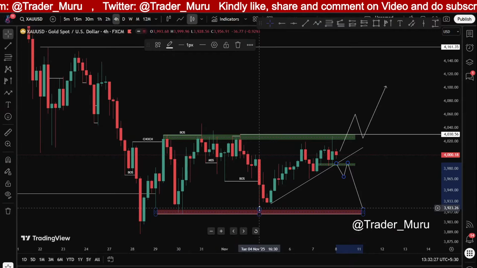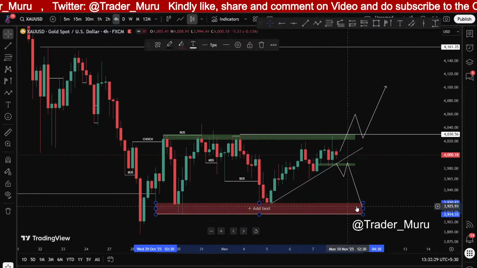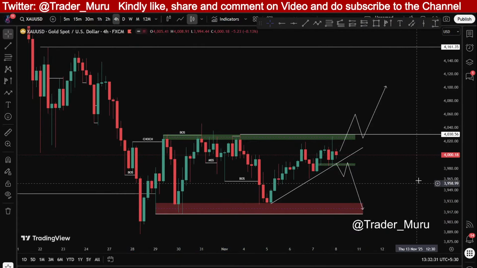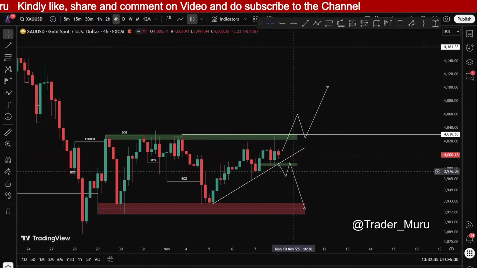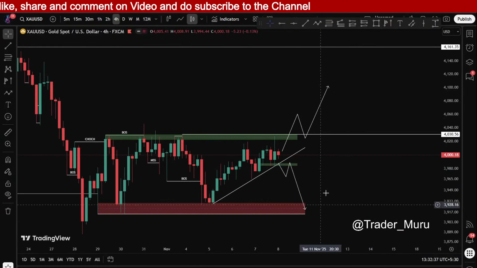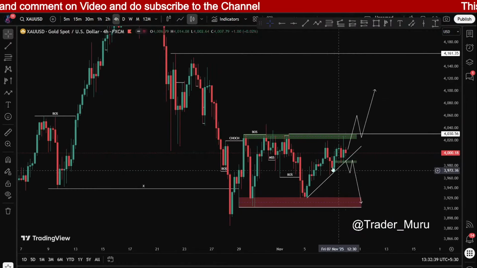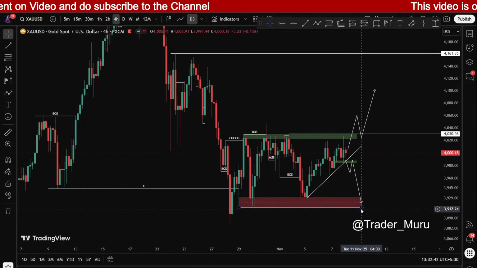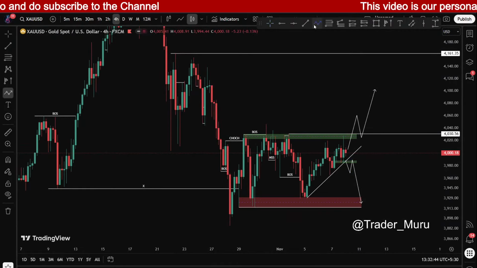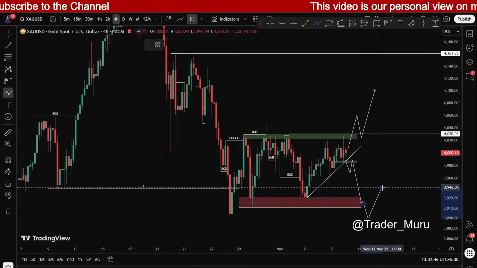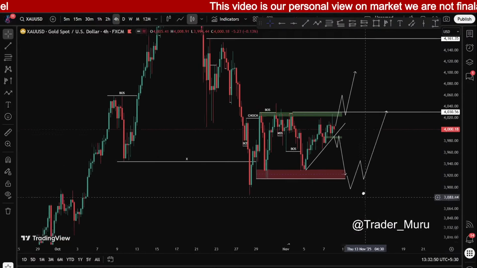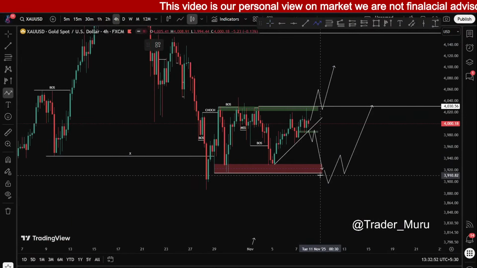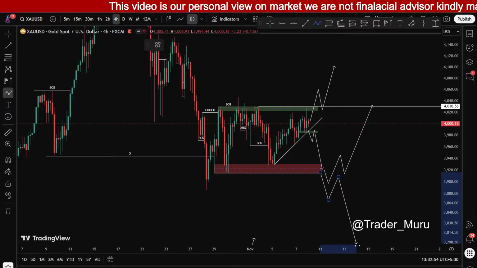So this is what I'm expecting right now, and this is where I'm expecting gold to continue this range till CPI. And if CPI is in favor of gold, then we will see a sweep here and again reclaim, and this move will happen. And if CPI is in favor of the dollar, then we will see this move.